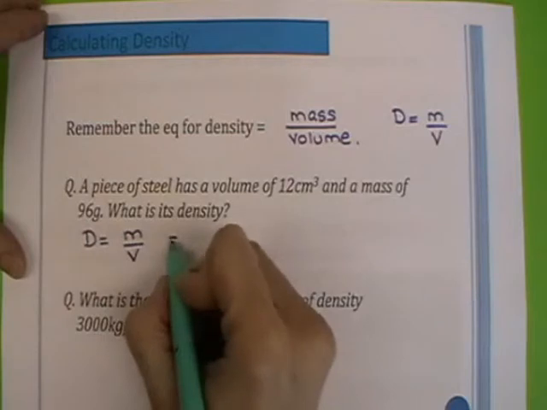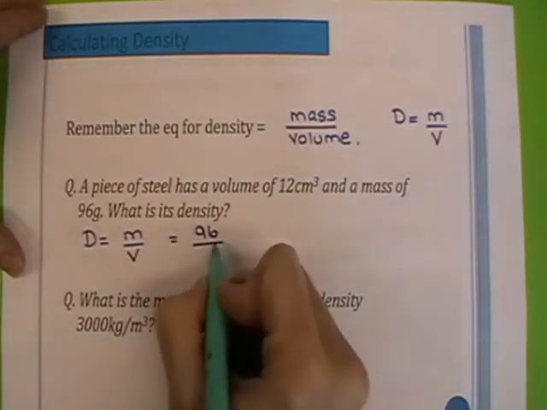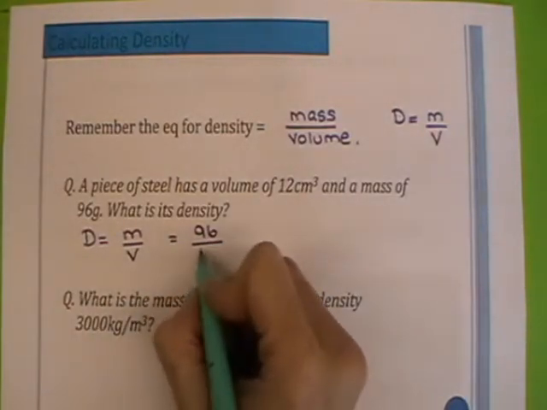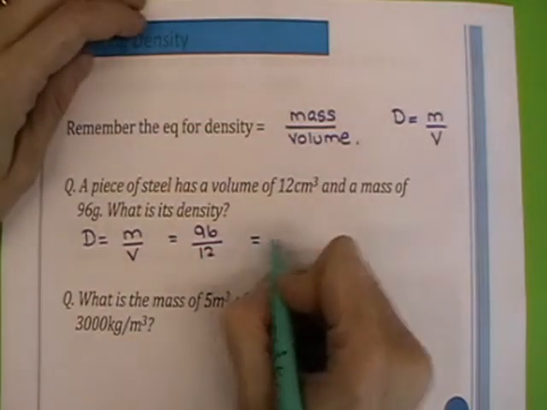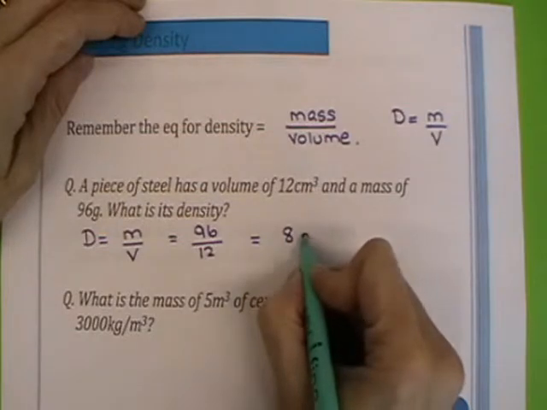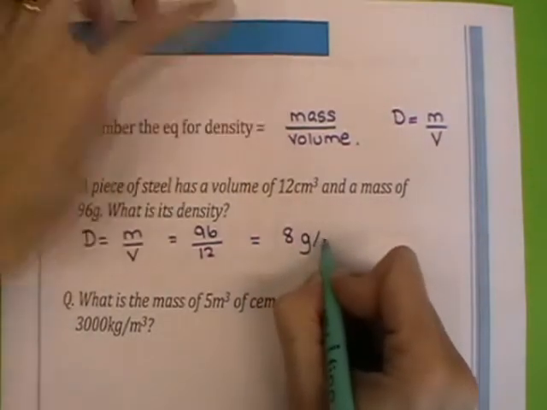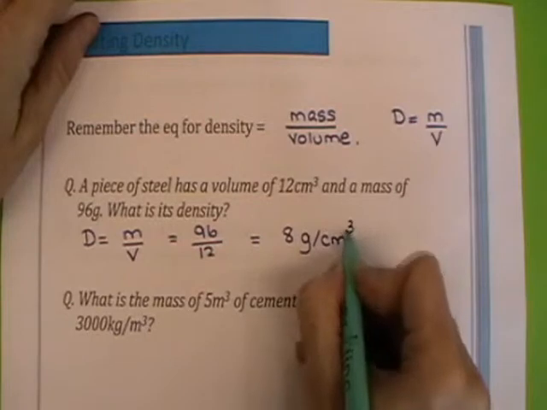The mass is 96 grams. The volume is 12 centimetres cubed. And that gives you an answer of 8. And we always write the unit in. So because this is in grams and this is in centimetres cubed, we're dividing grams by centimetres cubed.